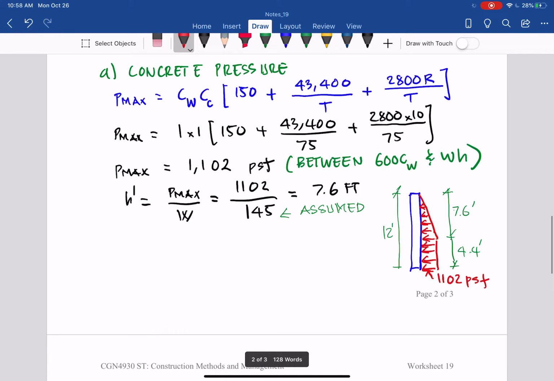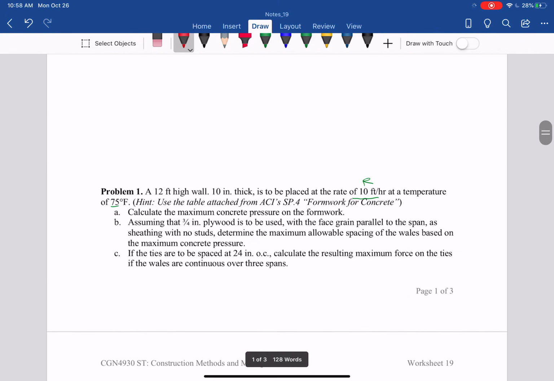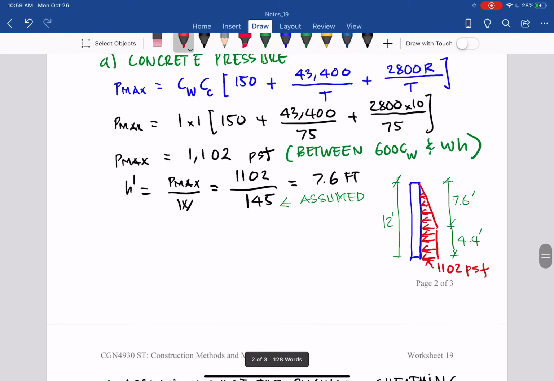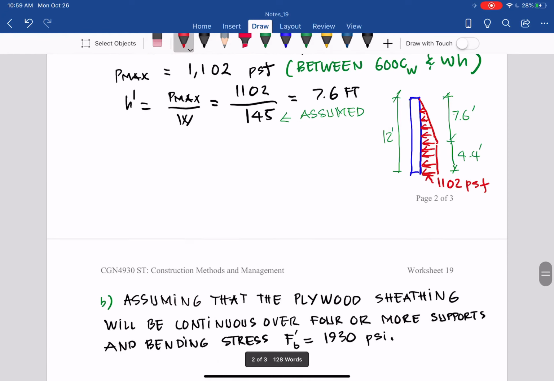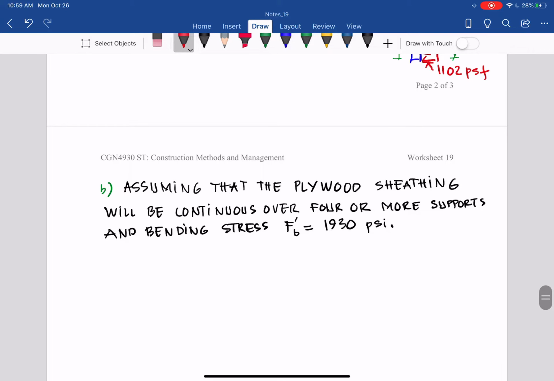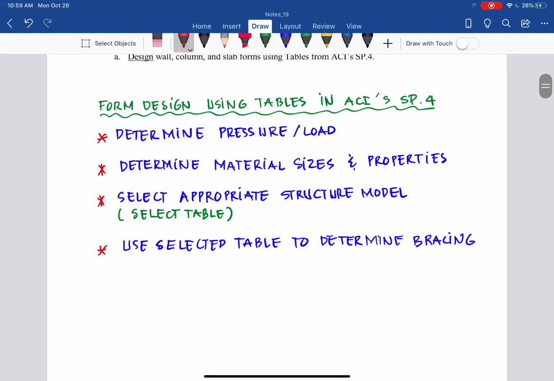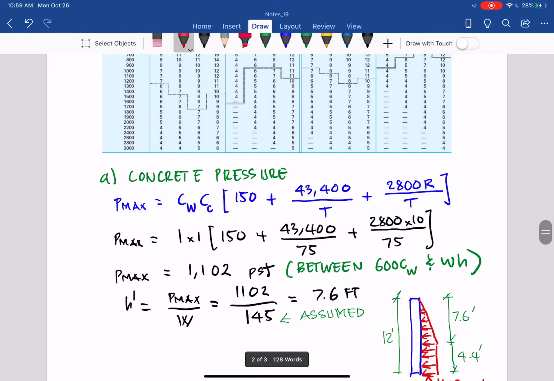You can get that. And then B, we want to determine the maximum allowable spacing of wells, and in this case no step, based on the maximum concrete pressure. So we have concrete pressure already determined, 1102 pound per square foot. So in this case, as you can see, one step is we need to select appropriate structure models, select the table.